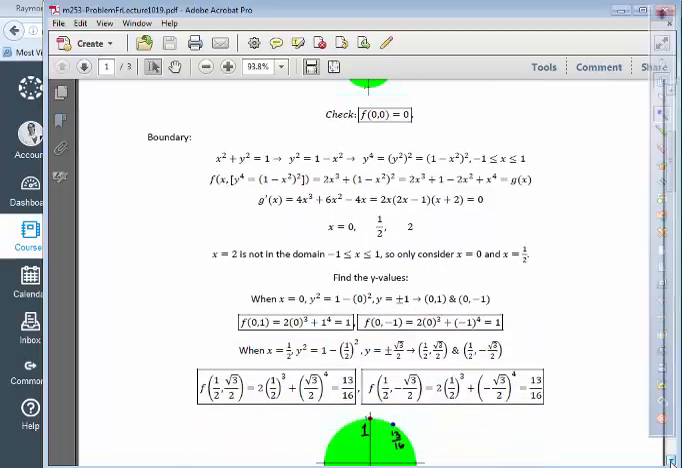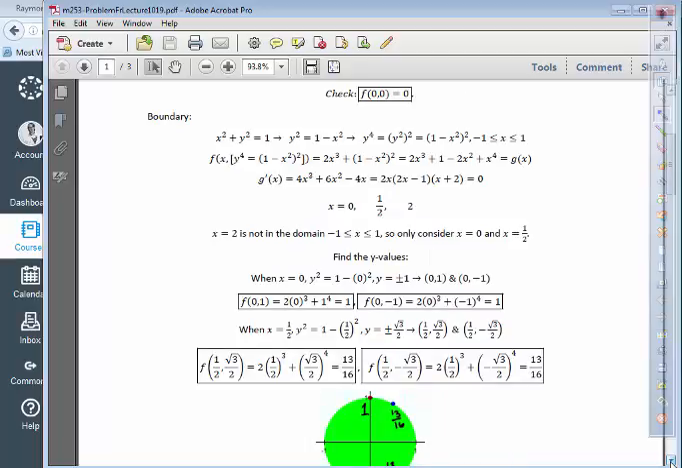And then we took a look at the boundary. So this is where it got kind of difficult. And what we did was we took a look at the boundary, which is a circle, x squared plus y squared is equal to 1. And then we solved for one of those variables and put it into the function. And as we put it into the function, we tried to see the critical points around there.